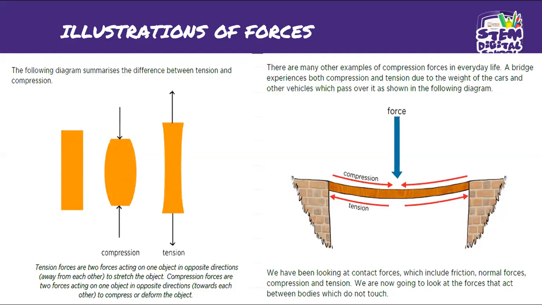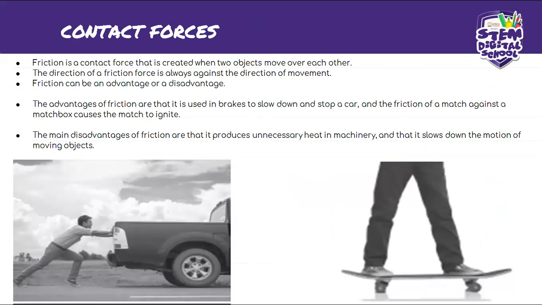Okay, so when we have been looking at contact forces, which include friction, normal, compression and tension, we are now going to look at forces that act between objects which do not touch each other. So now these are all representations of friction. They are objects that touch, that are in contact with each other. But the previous ones that we looked at, which is gravitation, they are forces that do not touch each other.